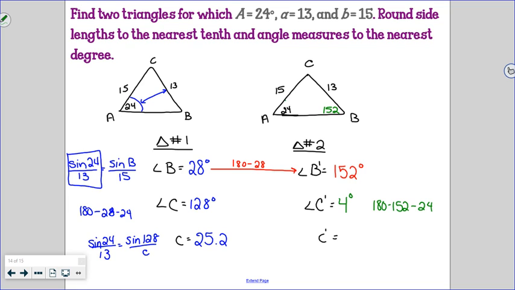And we continue to use this angle across from this side in all of our proportions. So the sine of 24 over 13 equals the sine of 4 degrees over our last side, which also should be a much smaller side. Who's got that for me? 2.2.